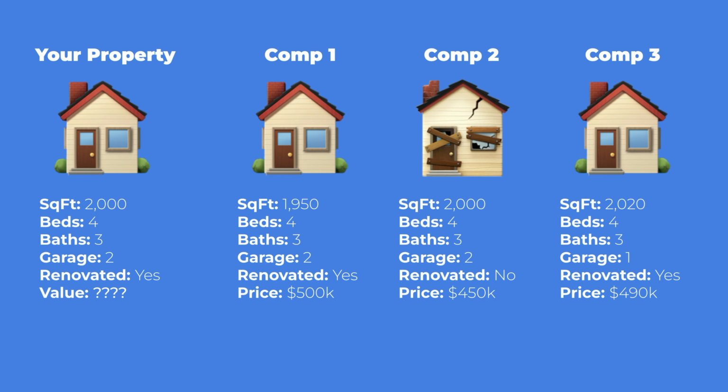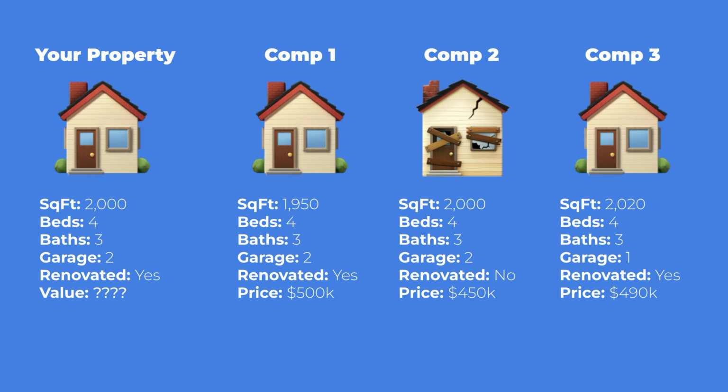So for example, if we look at comparables number 1 and number 3, you can see that they're very similar. They're both close to 2,000 square feet, just like our subject. They're both 4 bedroom, 3 bathroom, and they're both renovated. The only difference between these is that comparable number 3 has a 1-car garage.